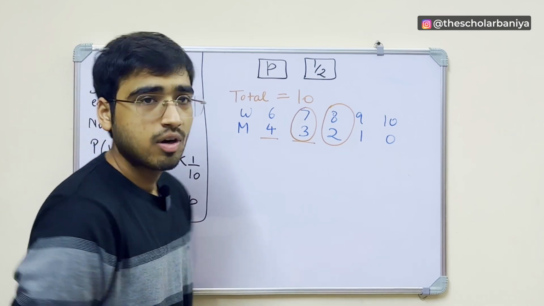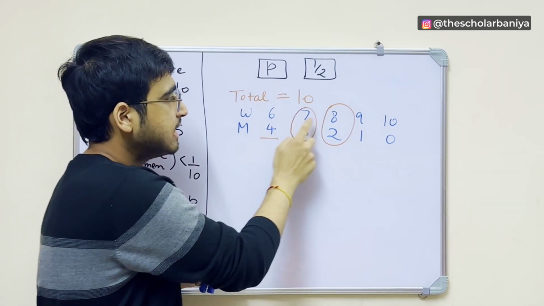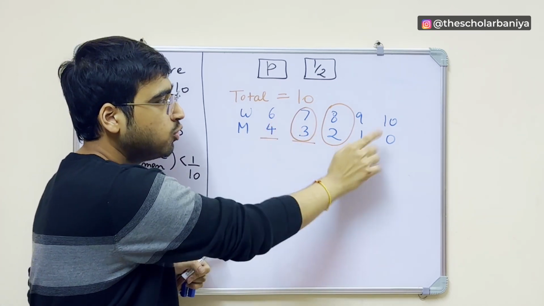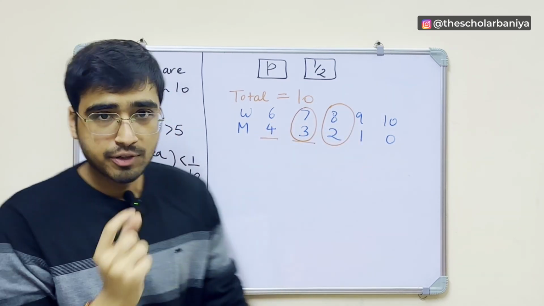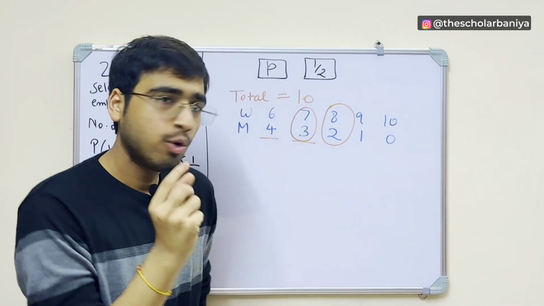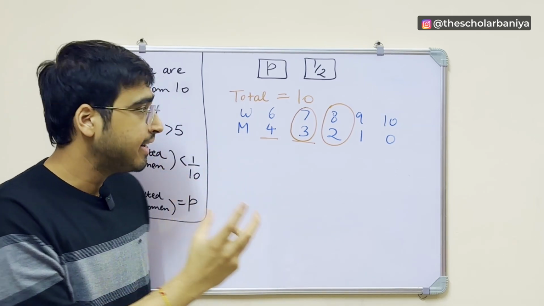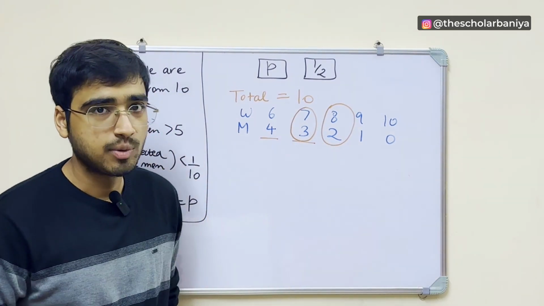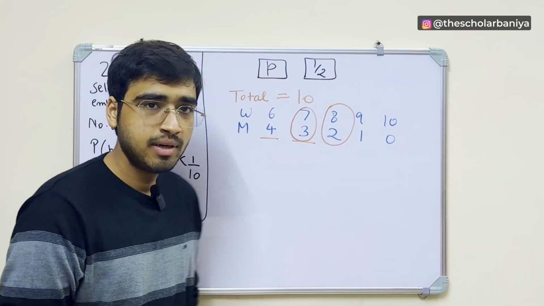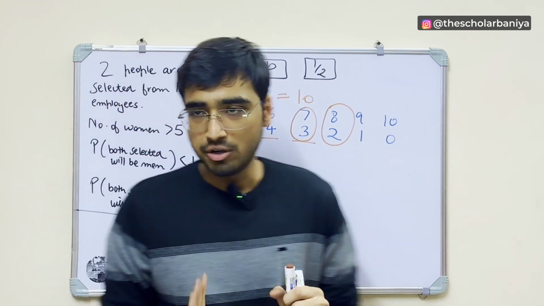So now, earlier we were given that there are more than 5 women. So there were 6, 7, 8, 9, 10, right? And if there are 6 women, there are 4 men, 3, 2, 1, 0, right? We were also given that the probability will be less than 1 upon 10 if both are men. Using this, we came up with the idea that only these two cases are possible: either 7 women and 3 men, or 8 women and 2 men, right? So up till here the question should be pretty good.